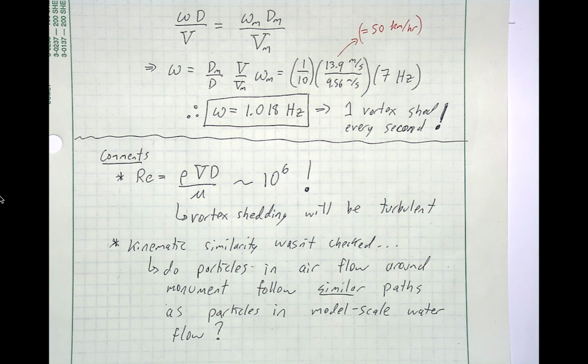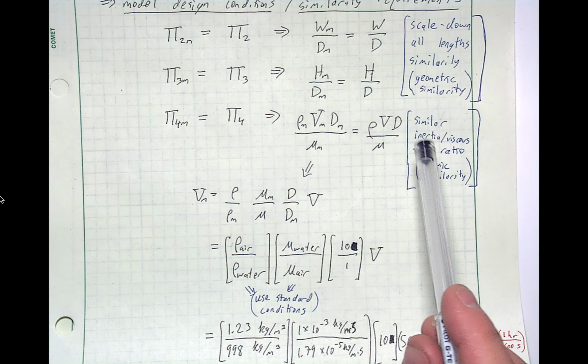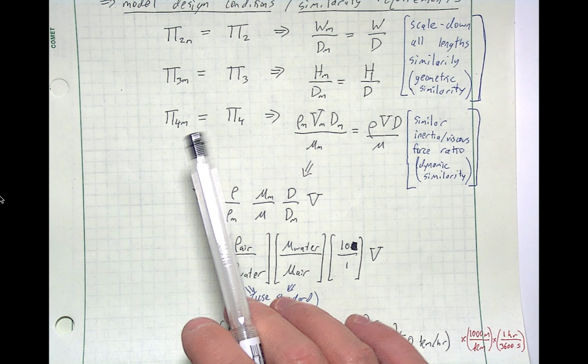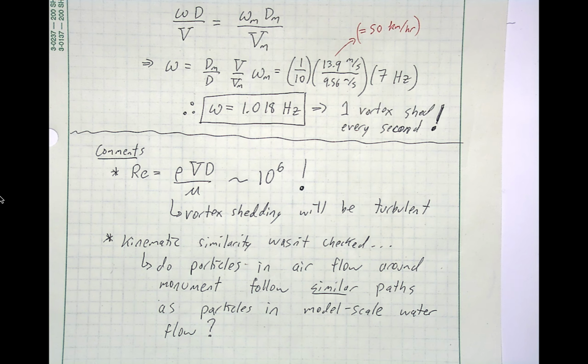But that kind of answers the question, though I do want to make 2 comments here. One is that if you actually calculate the Reynolds number, so we set them equal to each other in this step here, but if you calculate one or the other, they had better be equal, and plug in that it's about a 20 meter tall monument, so maybe about 1 meter for the D parameter for our actual monument, you get a Reynolds number of about 10 to the 6. So that's quite large, and what that means is that the vortex shedding will be turbulent.